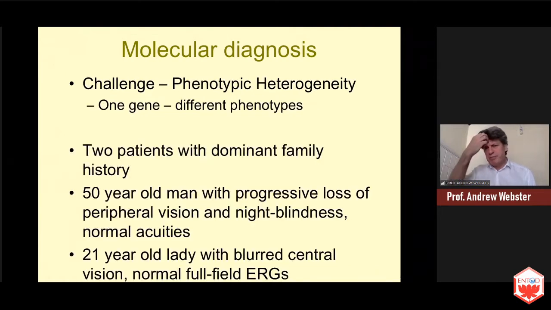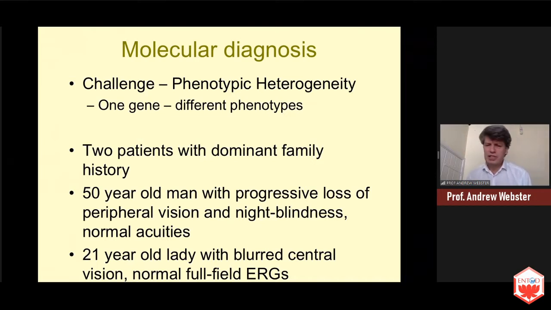Now, this is just to show that some genes can give rise to a different phenotype, and that can be confusing to fellows who are learning this business. And this is an example. This is an example discovered by Shomi's group back in 1993. And we see it now, and it's quite interesting. So this is one gene giving rise to two phenotypes. So these are two patients with a dominant family history.